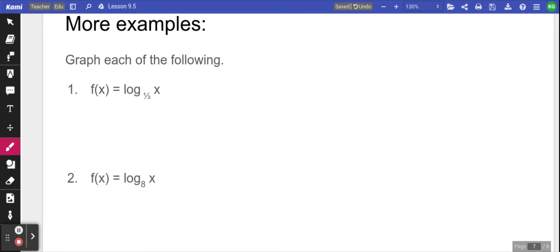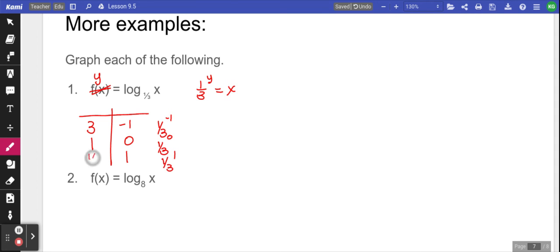So this one, first I'm going to change this into y equals. So I have 1/3 to the y equals x. And since I'm doing the inverse, I'm going to put my values over here. So I have 1/3 to the -1, which is 3, 1/3 to the 0, which is 1, and 1/3 to the 1, which is 1/3. So 3, -1, 1, 0, and 1/3, 1.